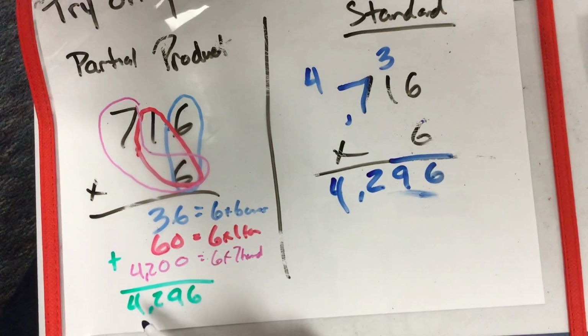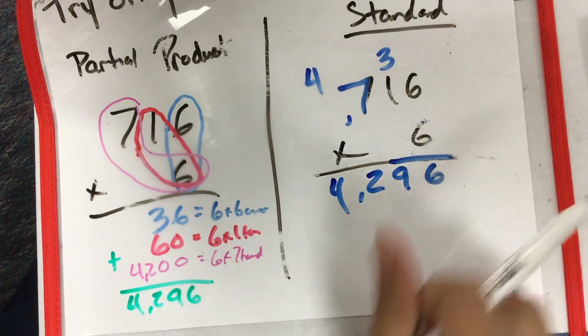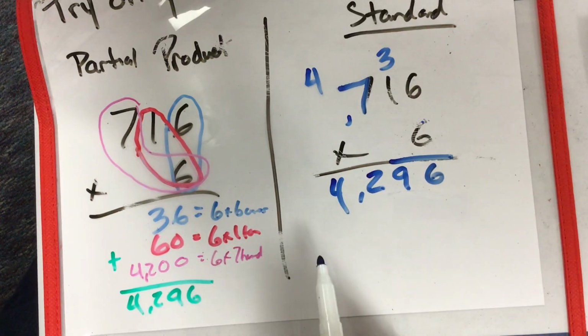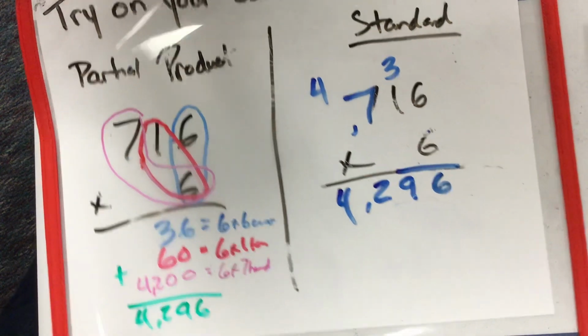So both answers are 4,296. If you get the wrong answer on one of these, then you know that one of the answers is wrong. Or if you get 2 different answers, you know one of them is wrong, okay?